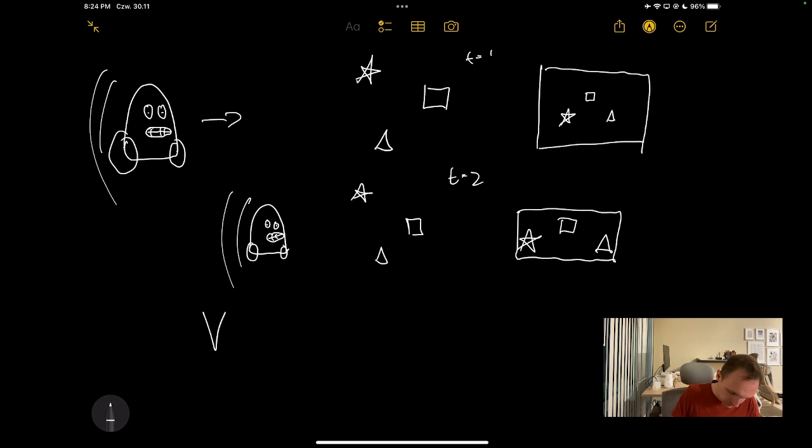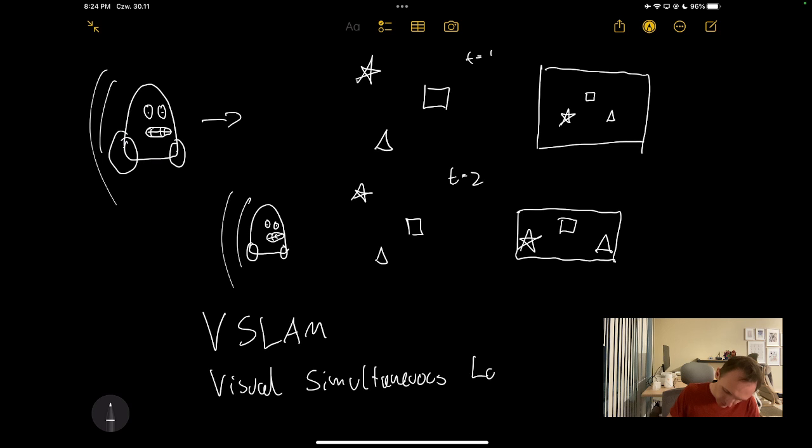And VSLAM, which is short for visual simultaneous, so at the same time, localization and mapping, VSLAM is an algorithm of figuring out, based on such information, where the robot is, and maybe constructing a map of the environment such that you can localize with respect to it in the future.